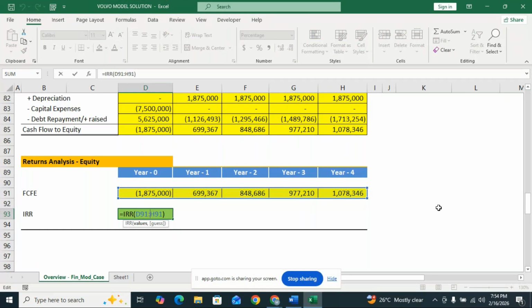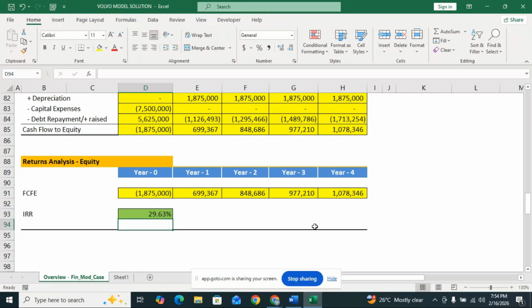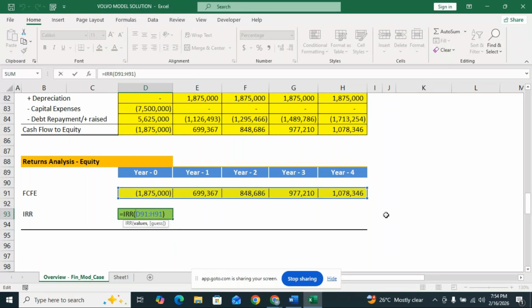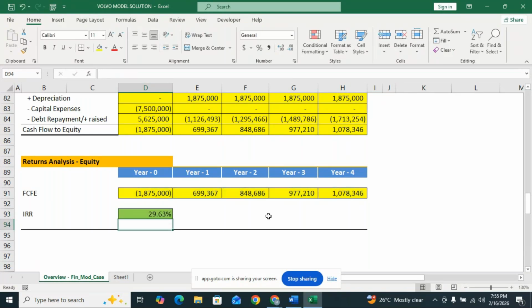Ma'am, my values are exact as it is, but I'm still not getting the answer. Equals IRR, that's all. Consider the values from year 0 to year 4. Yes, ma'am, I did that. Well, there is no other additional calculation here. Have you got the same free cash flow to equity? Just check the values again. Is there any change over there or any method of computation?